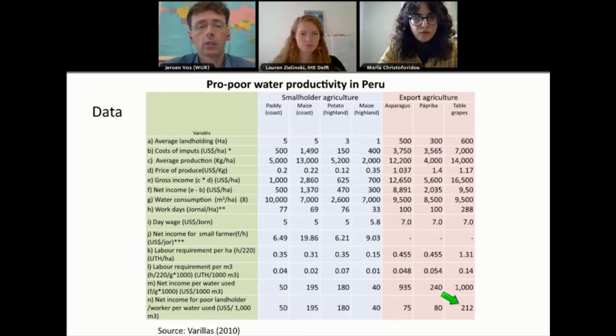Also, when we compare, for example, the potatoes with the maize in the highland, we see that yes, the potatoes, they generate a fair amount of income for the poor people, whereas when we compare it to the maize, it's much less. So actually, when we compared the numbers in the video, we compared, let's say, the potatoes with the asparagus. If you would have compared the corn with the table grapes, the conclusion would have been very different. So it's very important to be specific about the sort of crops and cultivation systems we are talking about.